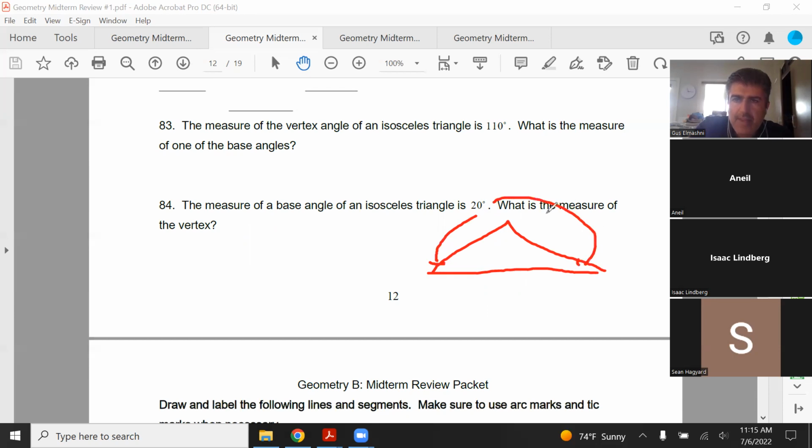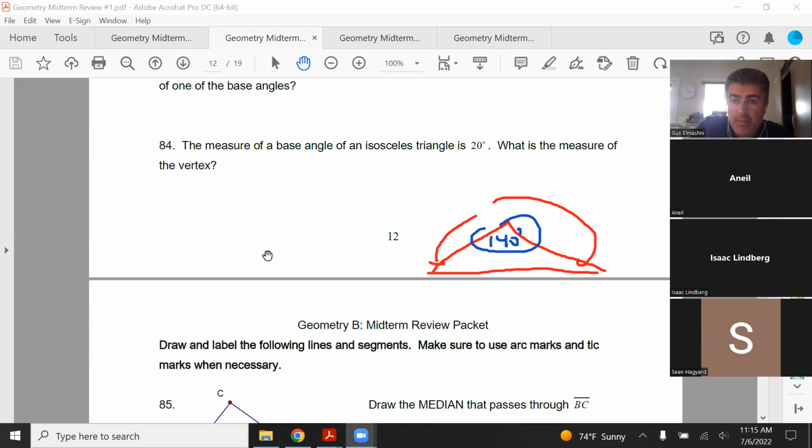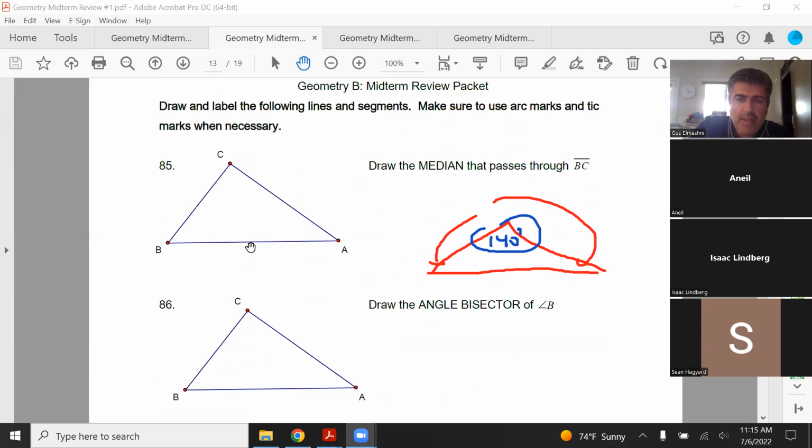These are each 20. Okay. So then that adds to the 40. So you have 140 for the vertex angle. There you go. Didn't read that carefully. Read carefully. Okay.